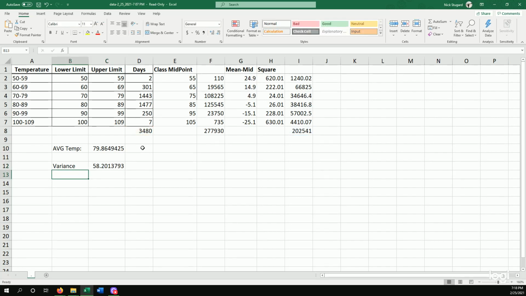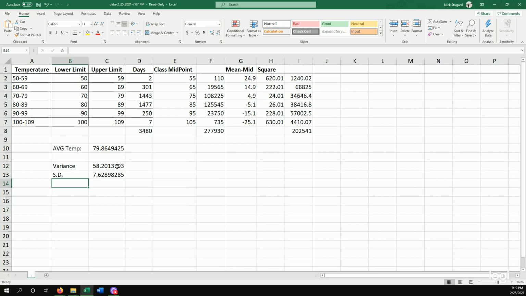So there's my variance. And then the last part, to find my standard deviation. My standard deviation is going to be the square root of that number. For Microsoft Excel, the way we find the square root is, again, we make it into an equation. And for square root, the function is written SQRT, to abbreviate. So we click that value there, press enter, and there's my standard deviation, 7.628.